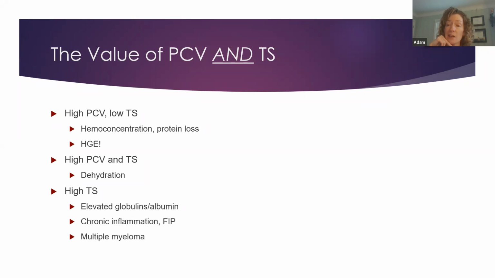And then if you're seeing high total solids, so higher than 7 in a patient with a normal PCV, we think about things like chronic inflammation, elevated globulins or albumin, which we can sometimes see with neoplasia, FIP in kitties, and multiple myeloma too. So those can all be really valuable little things that we can get just from this very small amount of blood that really helps us to formulate some additional differentials for a patient.